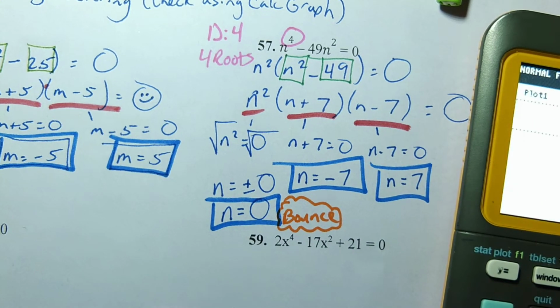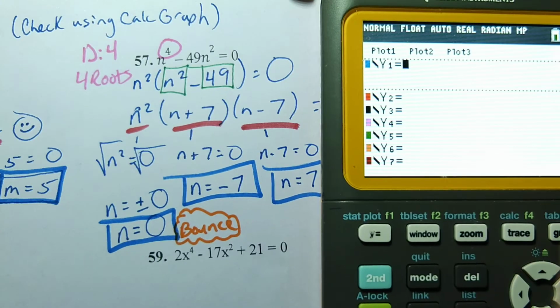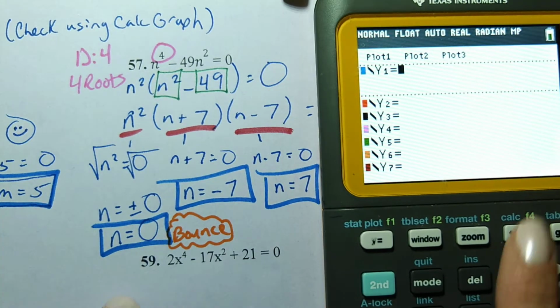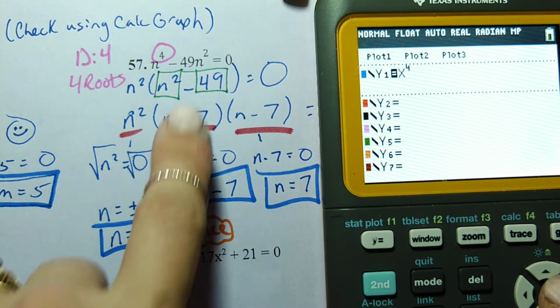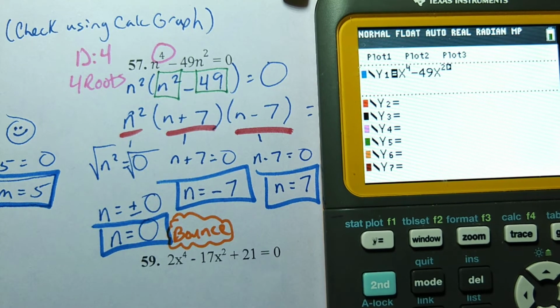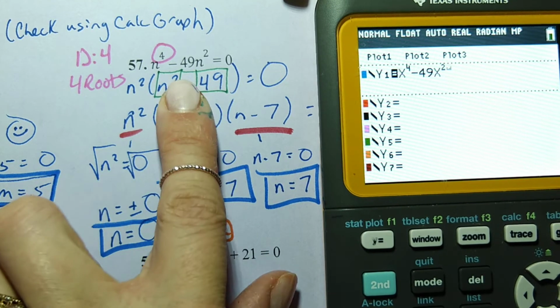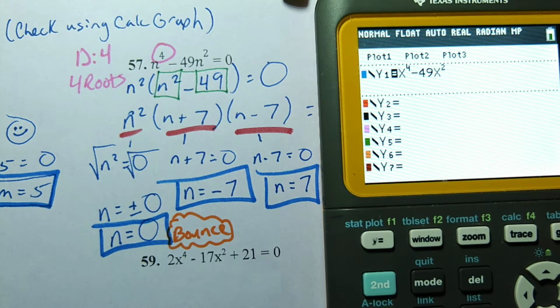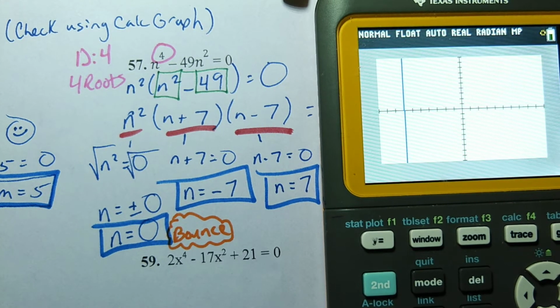So let's go ahead and type this equation in using variable x here. So x to the 4th, arrow over to escape the exponent, minus 49x squared. And you always want to go back to the original equation and not the factored form, just in case you goof somewhere.